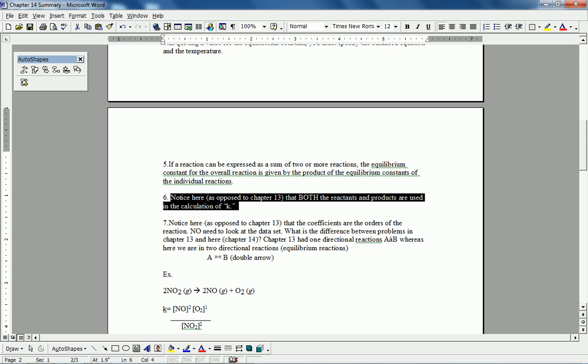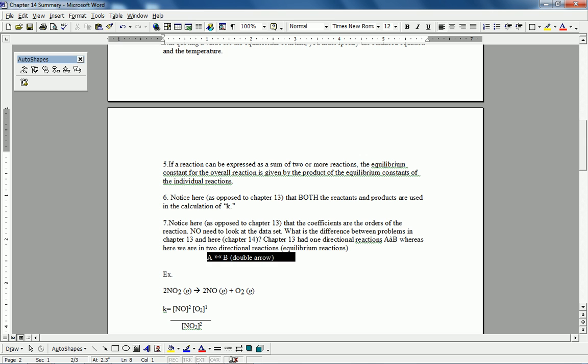Number 6, of course, again, notice here, as opposed to Chapter 13, that both the reactants and products are used in the calculation of K. Number 7, notice here again, as opposed to Chapter 13, that the coefficients are the orders of the reaction or the exponents. There is no need to look at a data set. And again, very easy to determine when you are at equilibrium and when you're not is by looking at the double arrow notation, because the 2 directions will signify what an equilibrium is.